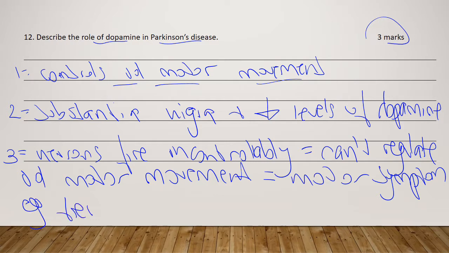e.g. tremor. Look, what I would encourage you to do is always have like 4 points, okay? So pretty much what we're saying is neurons that produce dopamine in the substantia nigra die, which lowers levels of dopamine, okay? The neurons will fire uncontrollably, and this will mean that Parkinson's sufferers cannot control voluntary motor movement. This results in some kind of motor symptom, okay? So if you have those 4 points, then you're going to be fine.